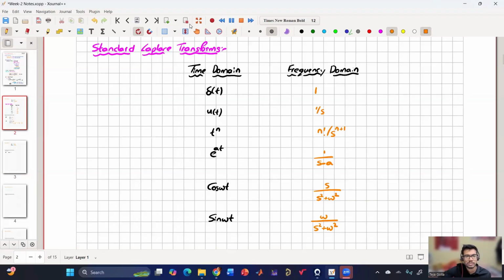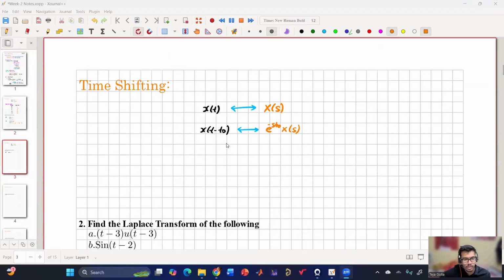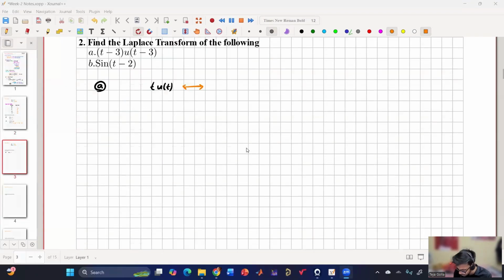Anyone? What is the Laplace transform of t? Okay, someone has mentioned 1 upon s square. Yes, very good. 1 by s square. So now the Laplace transform of t into u of t is 1 upon s square. Very good.